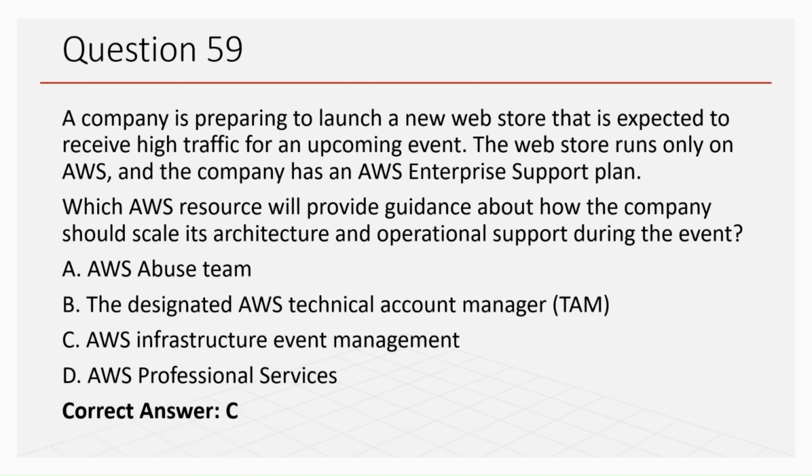So you can keep this answer in your mind. Option C says event management, and the question itself says that they need support during the event. So therefore you can remember it this way, that the option will be C, AWS Infrastructure Event Management. It's related to an event.